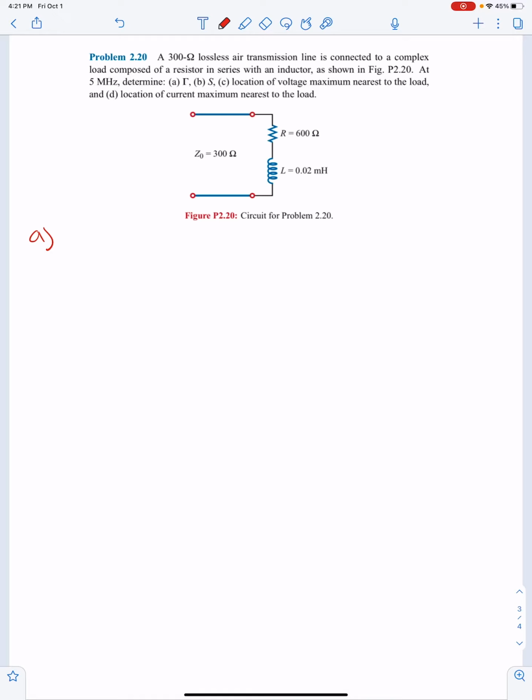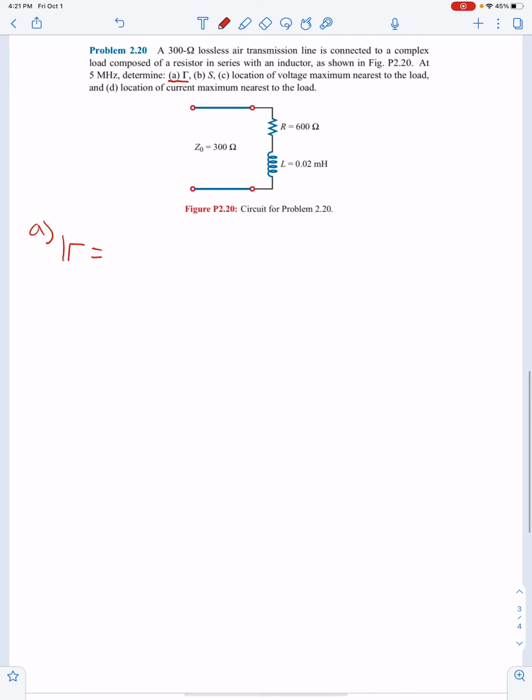The first thing you want to do to find the reflection coefficient for part A is realize that the equation for it, or I should say the magnitude actually, so I'll put a little magnitude here, is equal to the load impedance minus the characteristic impedance over the load impedance plus the characteristic impedance.